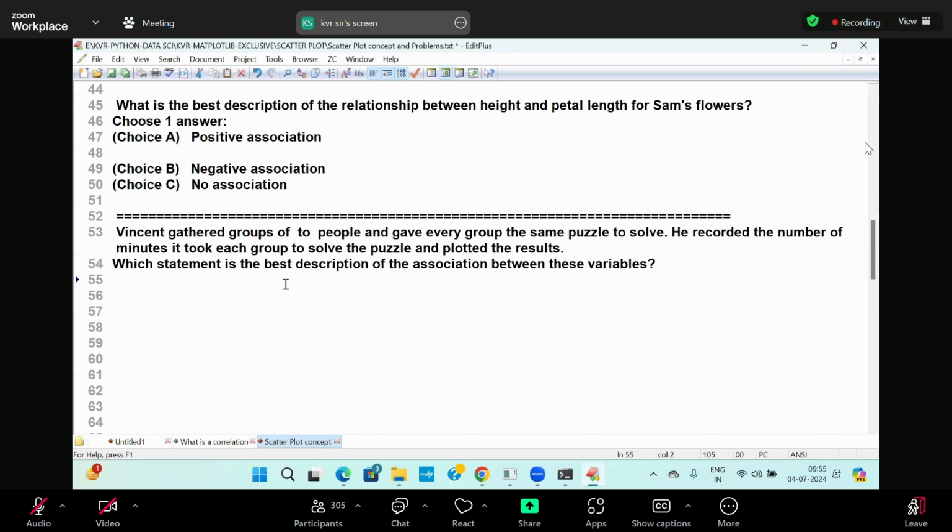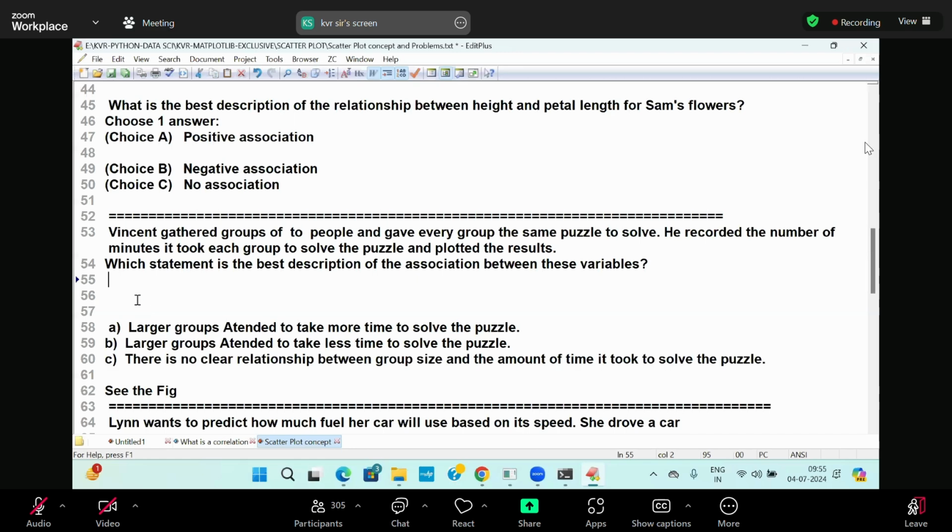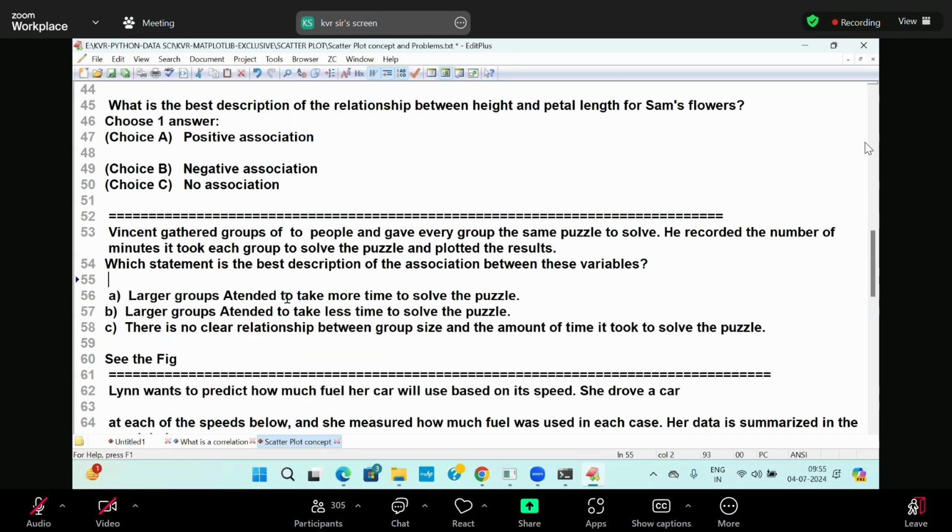Some of the groups take more time. Some of the groups take less time. Some of the groups have taken average time. So they are given some descriptive options. What is your answer now? Larger groups tend to take more time to solve the puzzles. Out of 100 people, 75% of the people are normal, and 85% of the people take a lot of time. Larger groups tend to take less time to solve the puzzle. Larger groups tend to take more time to solve the puzzle. Some other groups will take less time to solve the puzzle.